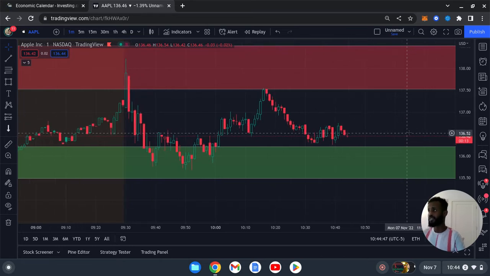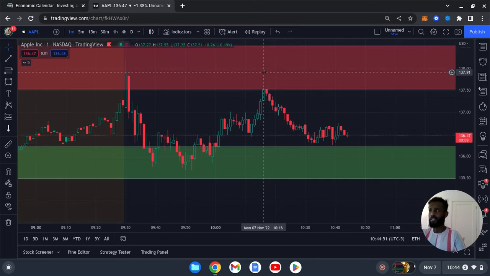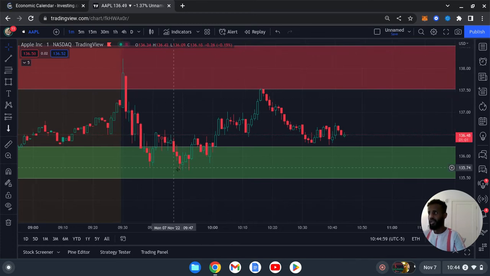So as you can see, we have this supply zone. So we know what is a supply zone. A supply zone is a zone where a lot of sellers jump into the markets, and a demand zone is a place where it's good to buy, or buyers see as a better opportunity. They see the stock to be a little bit cheaper.